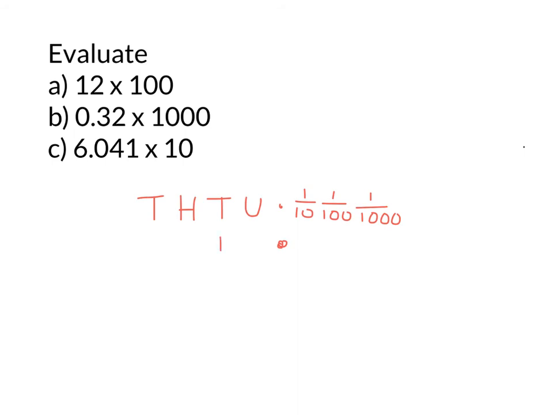So if we want to do 12 multiplied by 100, that means we want to move our 12 2 places to the left in our place value grid. We move it once, we move it twice, so we've got 1,200, with 0 tens and 0 units, so our answer here is 1,200. If we want to do 0.32 multiplied by 1,000, that means we want to move our 0.32 3 places to the left. We don't add 3 zeros, so we move 1 place, 2 places, 3 places to the left. So we've got 300, 2 tens, and we have 0 units. So my answer is 320.